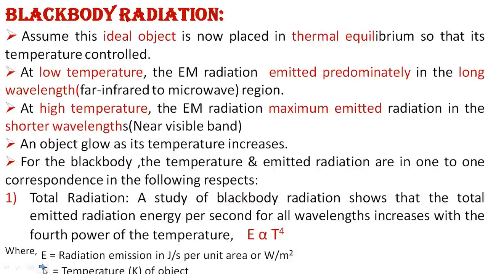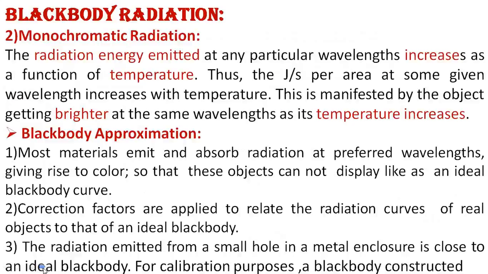The total radiation: a study of black body radiation shows that the total emitted radiation energy per second for all wavelengths increases with the fourth power of the temperature, E directly proportional to T raised to 4, where E is the radiation emission in joule per second per unit area, watt per meter square, and T is the temperature in Kelvin of the object.